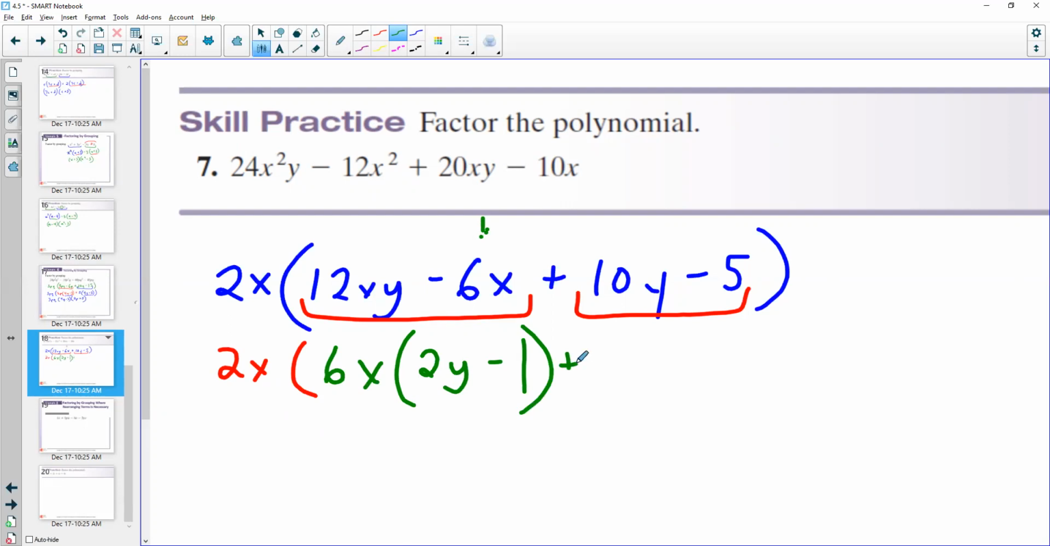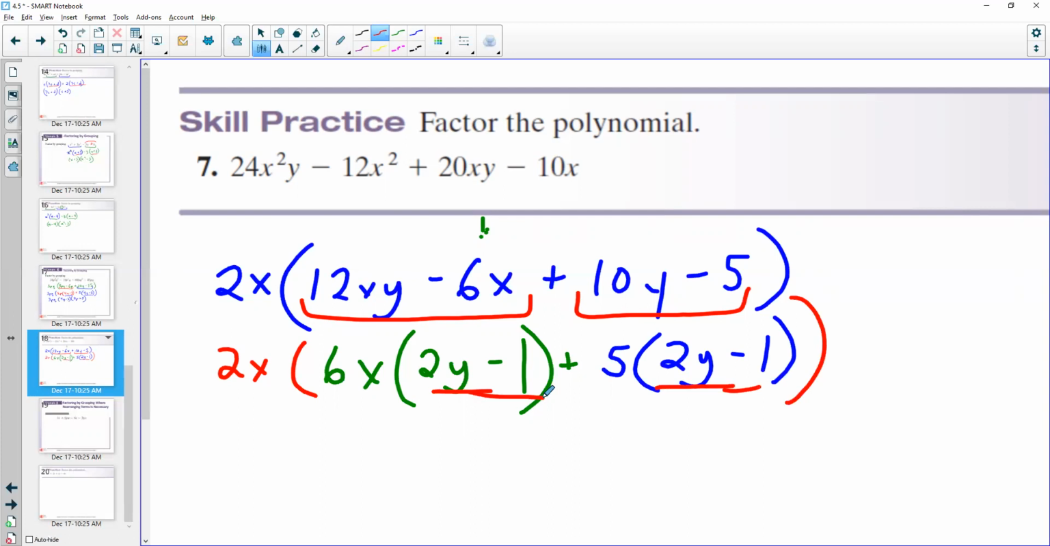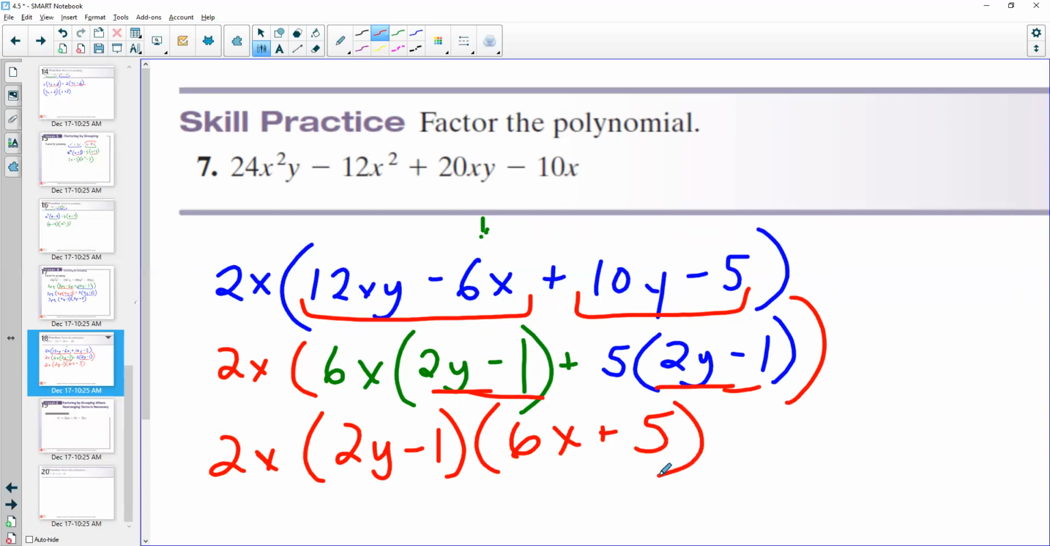And let's look at the second one. I need to pull out 10y minus 5. I can pull out a 5. And then I've got 2y, same thing happens, minus 1, which is a good thing. So here's my common binomial right here. So I'm going to keep my 2x times 2y minus 1, gather up the rest, 6x plus 5. Okay, cool.